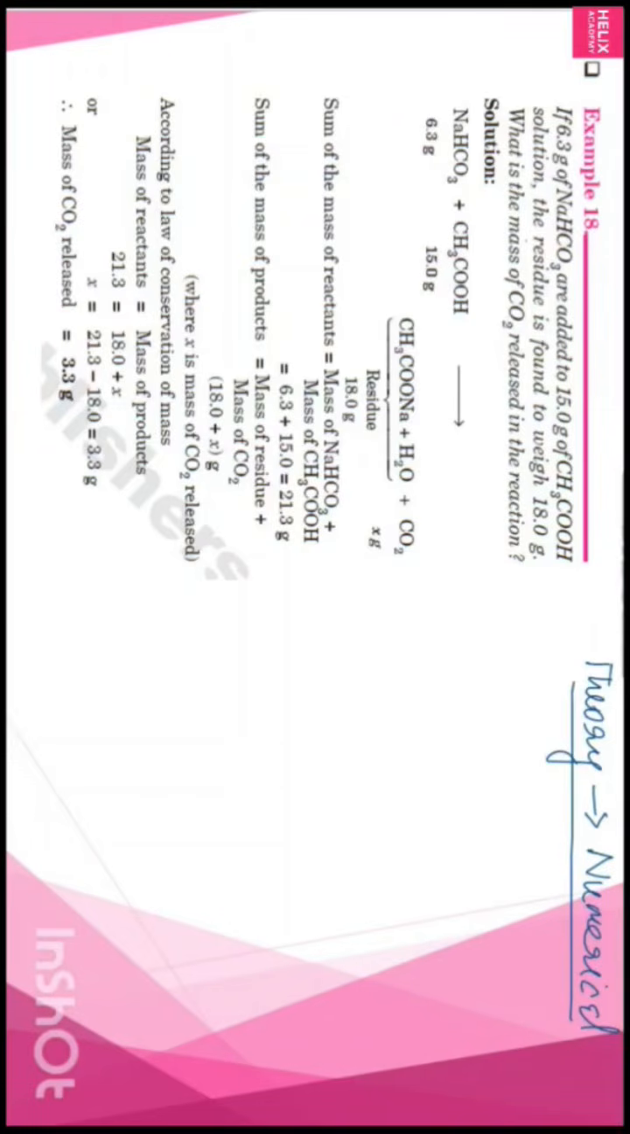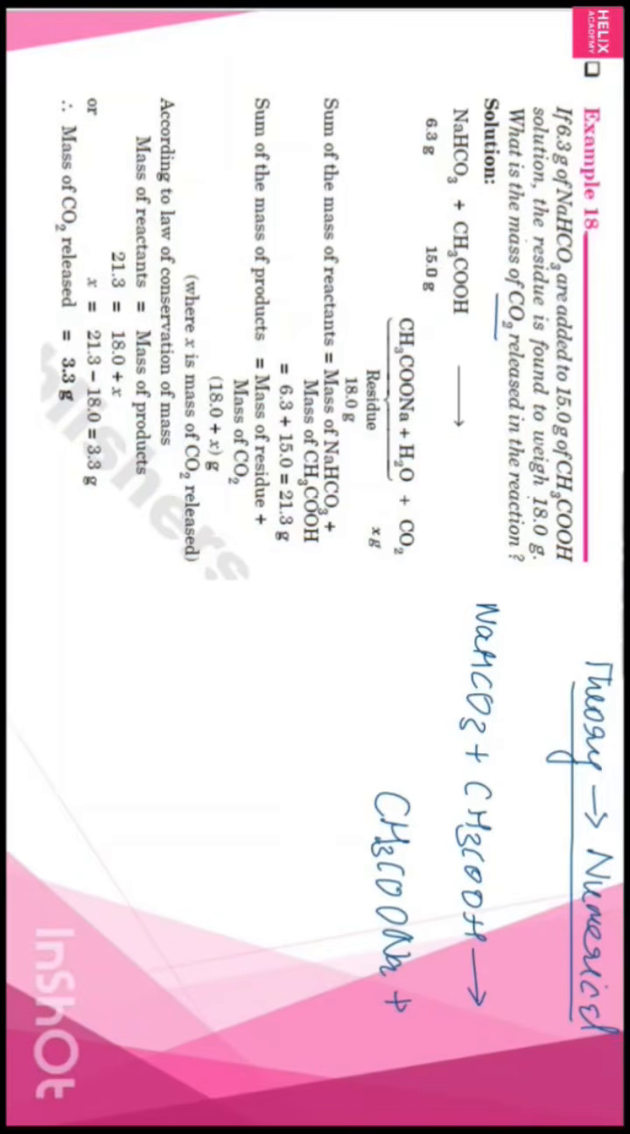Okay. Now, they are saying 6.3 gram of NaHCO3 is added to 15 gram of CH3COOH solution. The residue is found to weigh 18 gram. What is the mass of CO2 released in the reaction? First, you will write the reaction, that is NaHCO3 plus CH3COOH giving you CH3COONa plus H2O plus CO2. This will be your reaction.